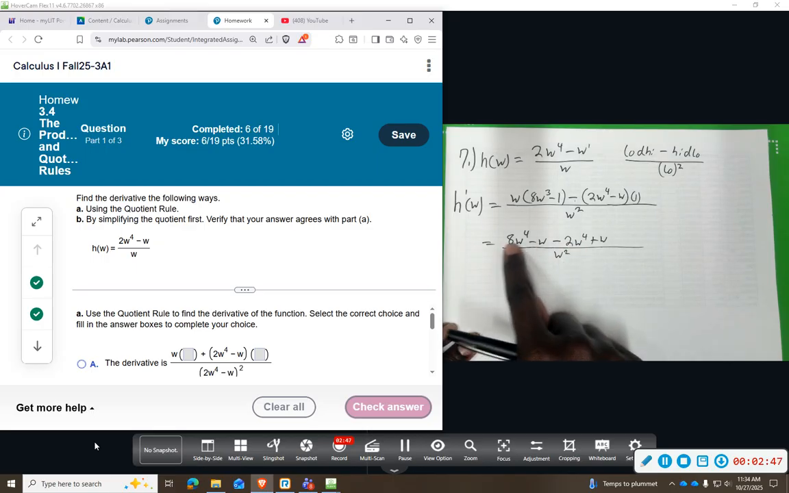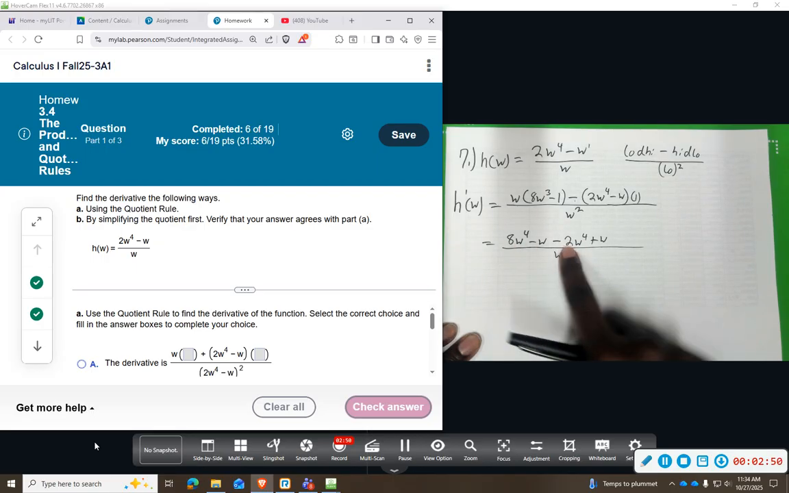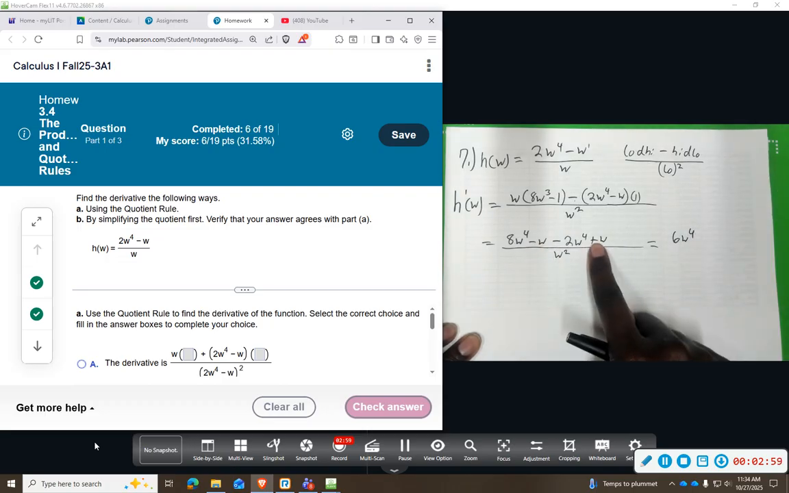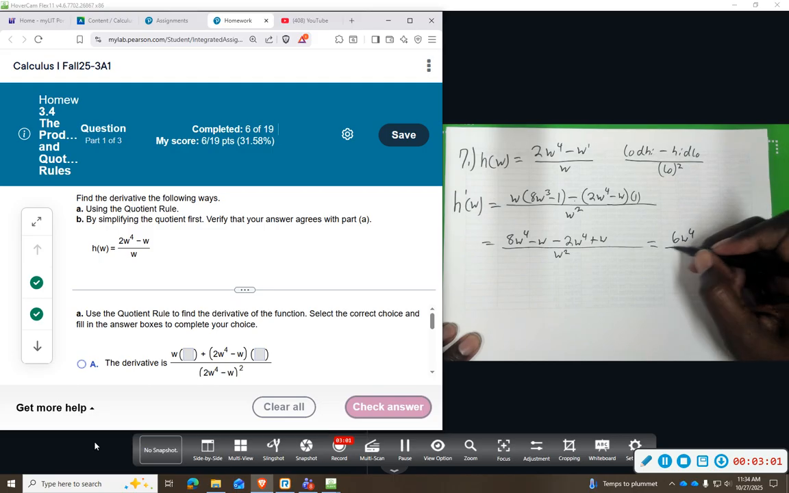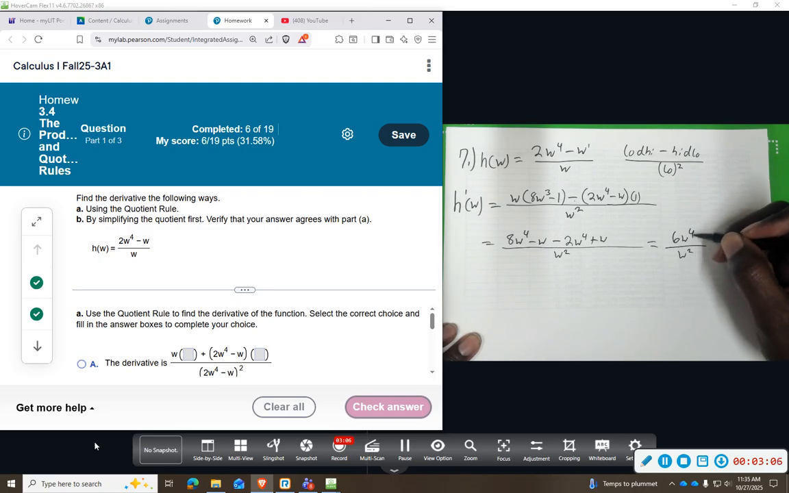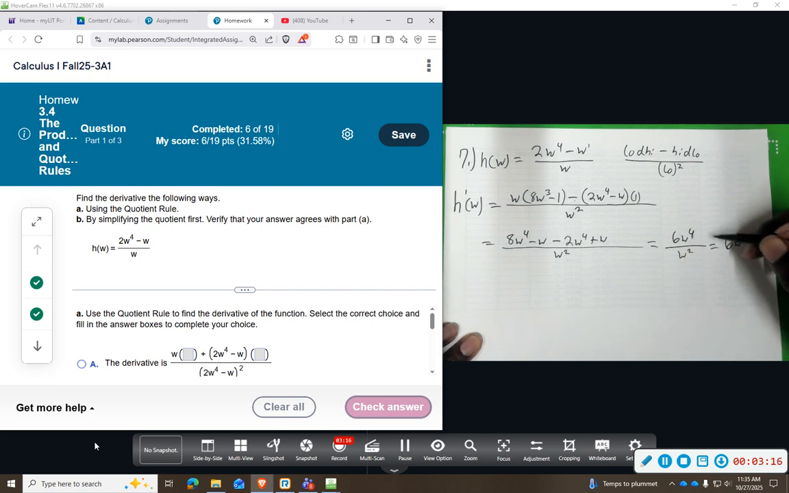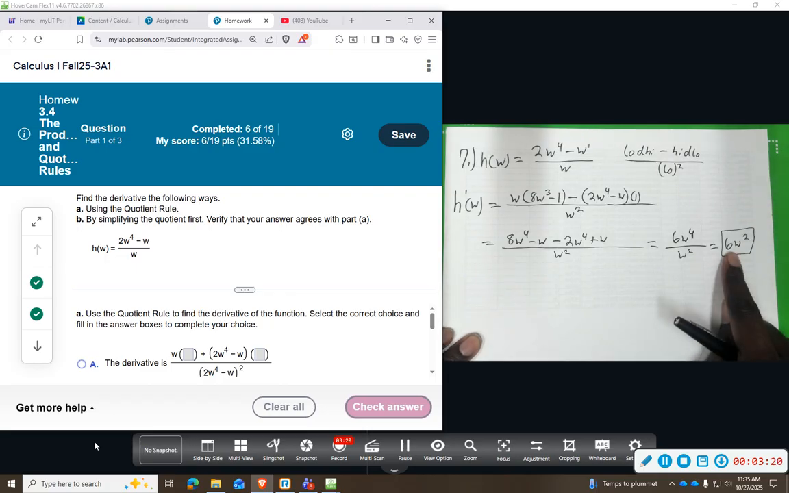Combine like terms in the top, 8 and 2. So 8 minus 2 will give us 6w to the 4th. And then you've got a minus w and plus w, so that will go to 0. And this is all over w squared. And then you can divide out the w squared. So that will give us 6w to the 2nd, because you subtract exponents when you divide, so you lose 2 of them. So we get 6w squared.